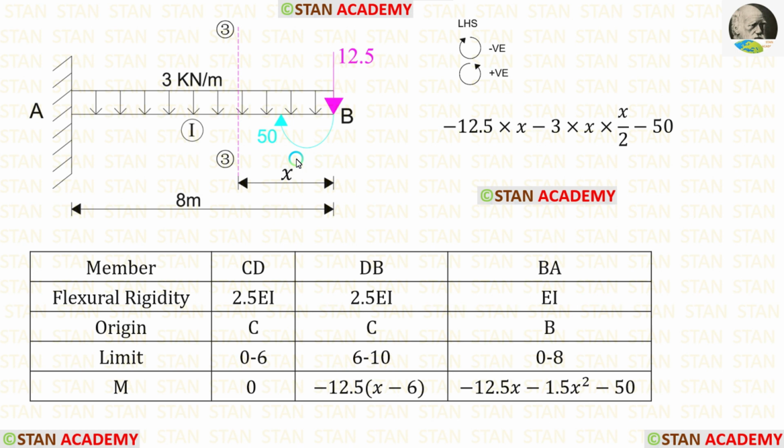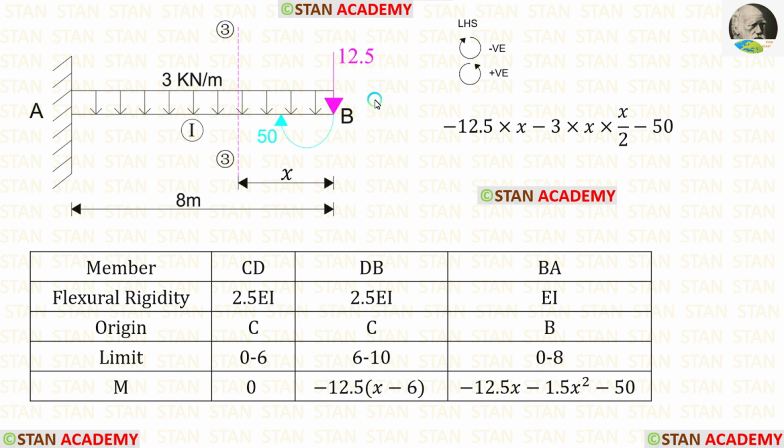Now let us take BA. I have made the third section at a distance of x from the point B. So the origin of the section is the point B. The limit is 0 to 8. The flexural rigidity is EI.